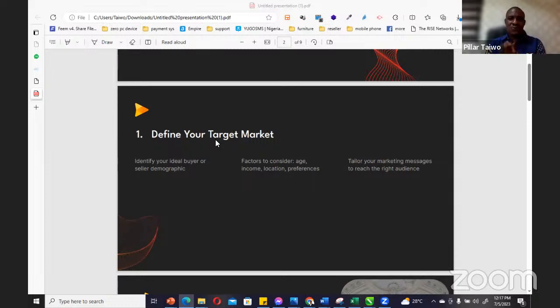Then the number 2 factor that you need to consider is the age, the income, the location, and their preference. If you are selling a product of 100 million naira and you are taking it to a secondary school or tertiary institution, believe me, you might not get your results.